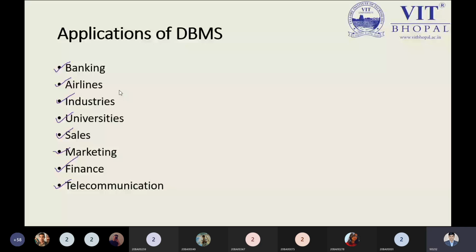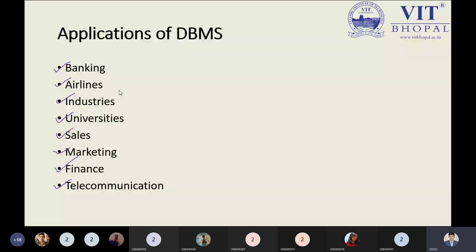Next we have the industry. In the case of the industry, if we need to store data about which production is going on and how much production I have to do, all the details can be kept in the form of the database, as a record. So in banking, the airline industry, and any university, if I need to see all the data in the future, I can see it without any problem.